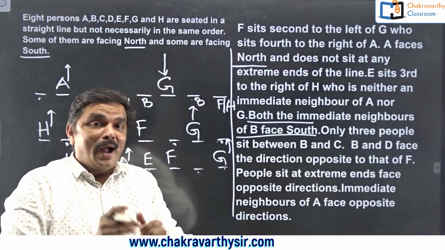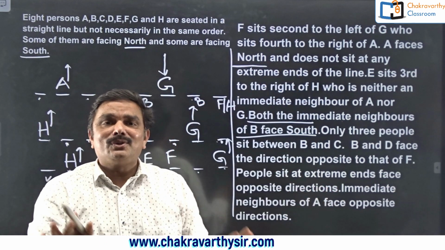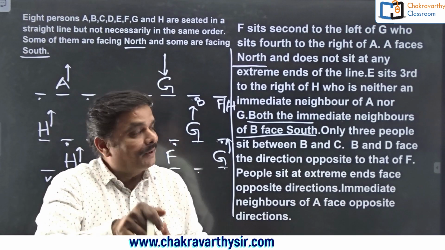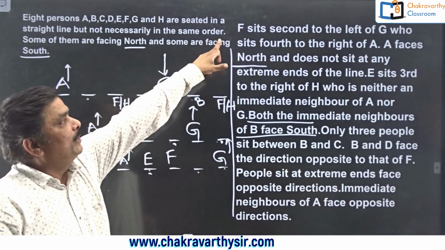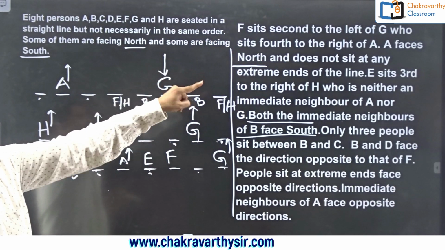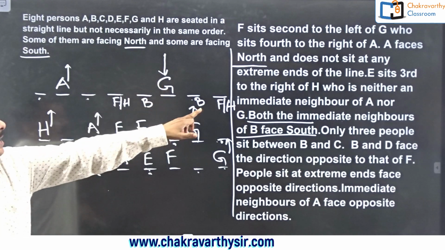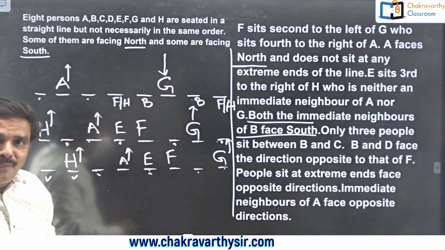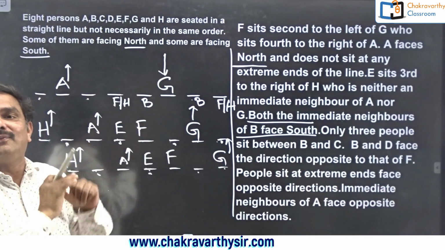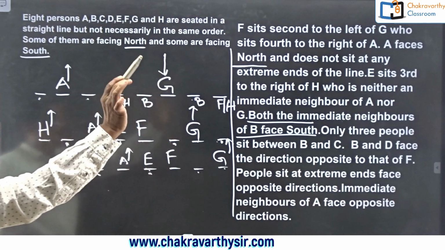Completed. And many students stop here again and they will go for the next information. Don't go. Squeezing is not completed. Why, you tell me? Because there is a relationship between F and G. What is that? F sits second to the left of G. G's direction we did not know. That's the reason why F can be here or here. But now we know where to place G. Now we know the direction of G for that matter.